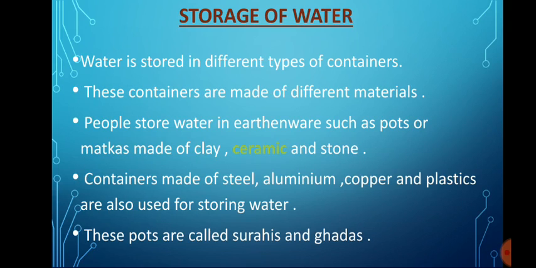Children, water is stored in different types of containers which are made of different materials. For example, surahis, ghadas, buckets, drums, tanks. These are all examples of containers in which we can store water. They are made of different materials. Some are made of clay, some are made of steel, some are made of aluminium, while some are made of copper.